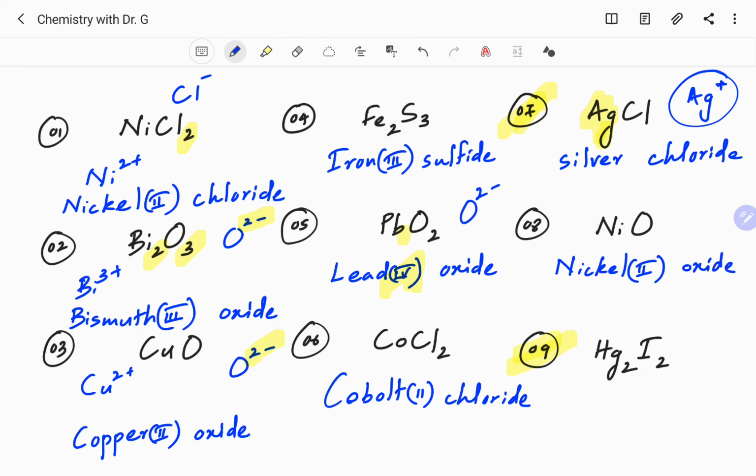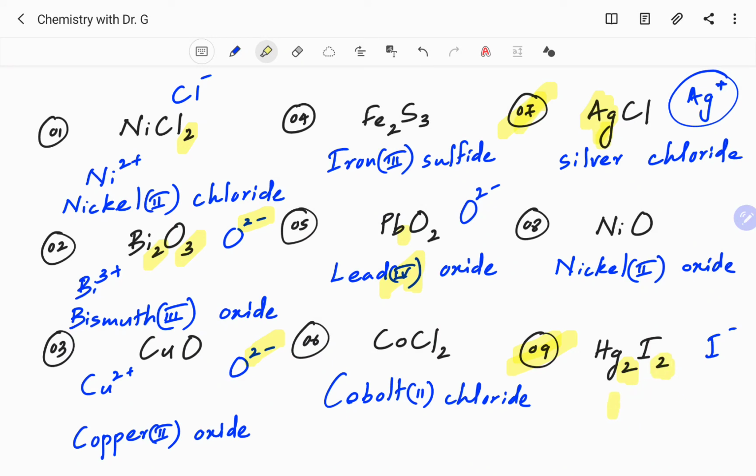All right, number 9 is tricky. Why? Because iodide is the anion that you have. It is a minus 1. But here you have a 2 next to mercury. How did you get that? You have multiplied the charge by 2. So this number 2 should also have been multiplied by 2.